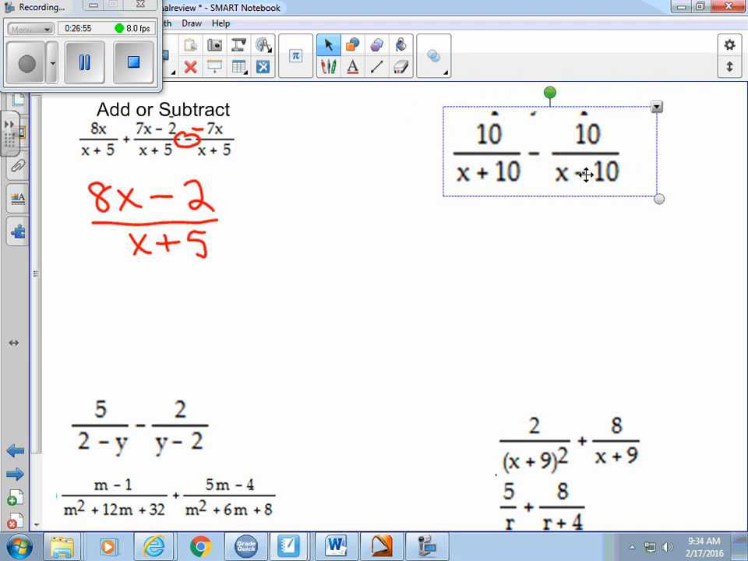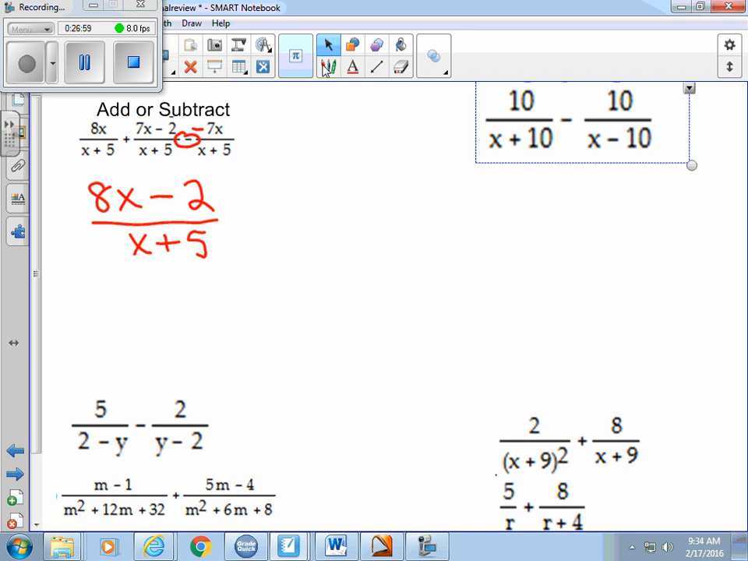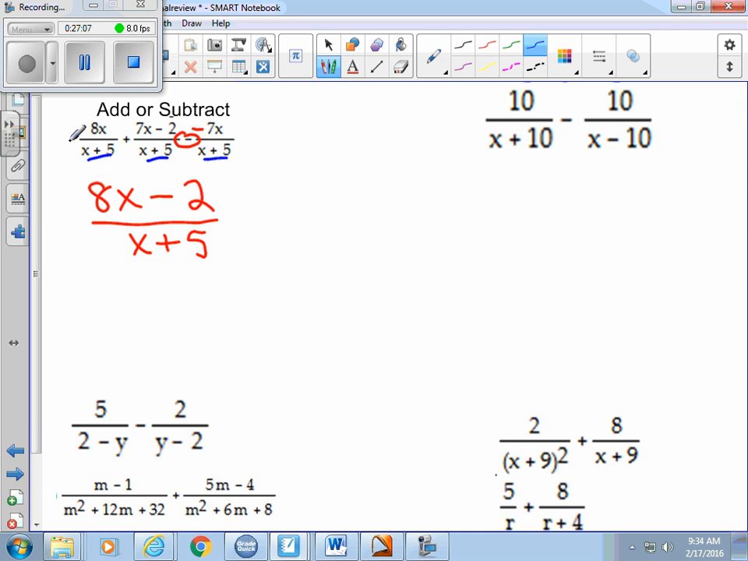So let's look at the next one. So the bottoms are the same. Because of that, I can add across the top. So I'm essentially ignoring that the denominator existed and combining like terms on the top. If that makes sense.